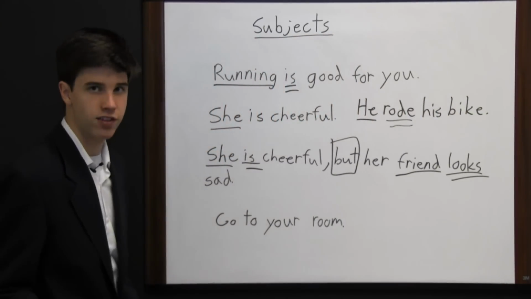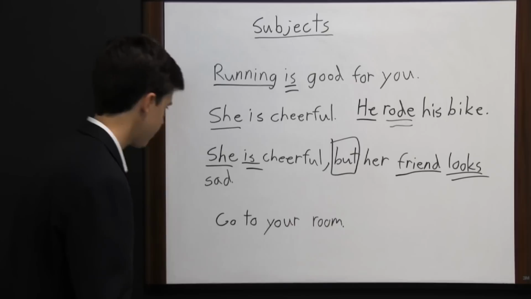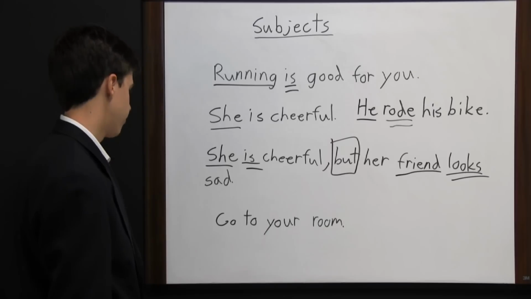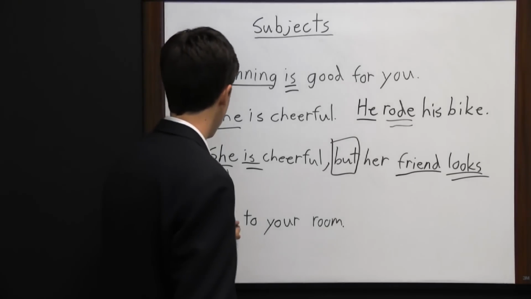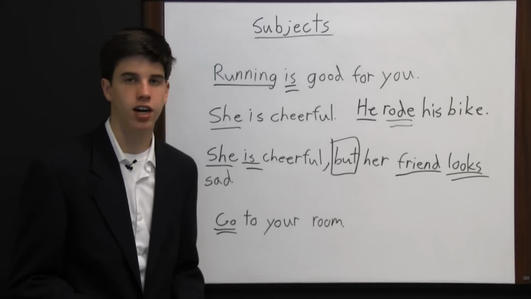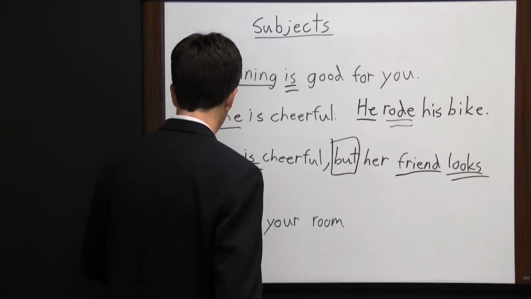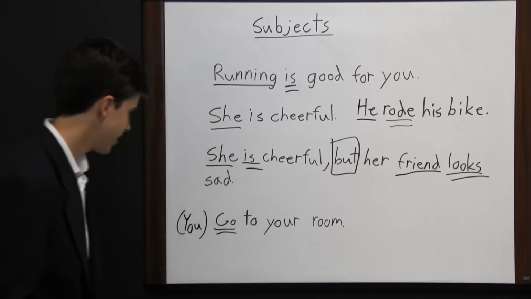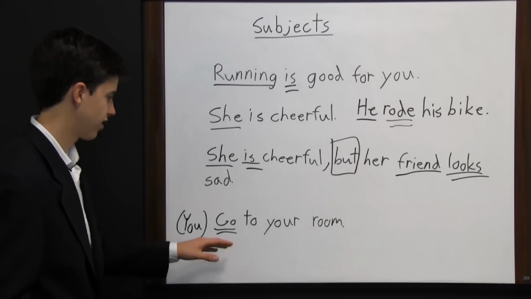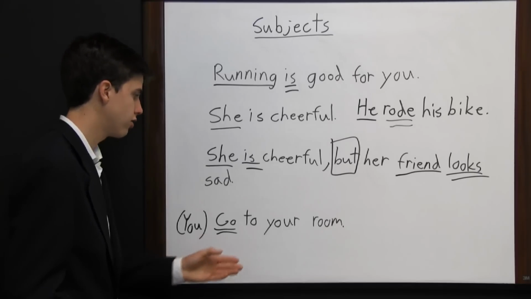All right, like I said, every sentence has a subject and a verb, but you may come across some sentences like this. This sentence says, go to your room. So the verb here is go. So where is the subject in this sentence? Well, the subject is what we call an understood you. So we're going to put you in parentheses right there. Basically, it's understood that you is the subject of this sentence, so it doesn't even need to be included. So we could actually read this sentence as, you go to your room.